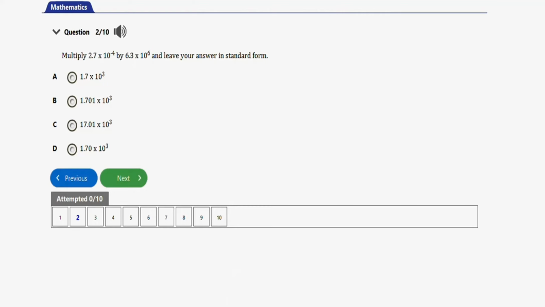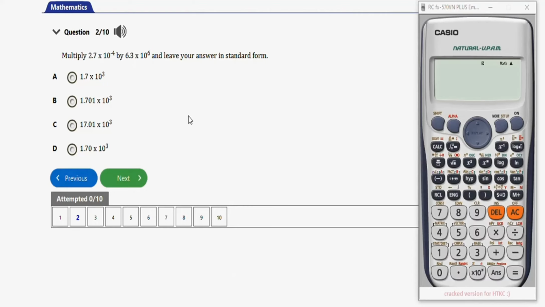So let's bring the calculator again. Let's punch this on this calculator. We have 2.7 times 10 to the power negative 4, times, you have to ensure that this is done. Very important. Okay, so it's done. We have times 6.3 times 10 to the power 6. So that's it, press equal to.